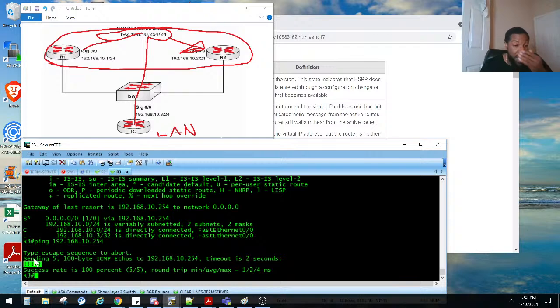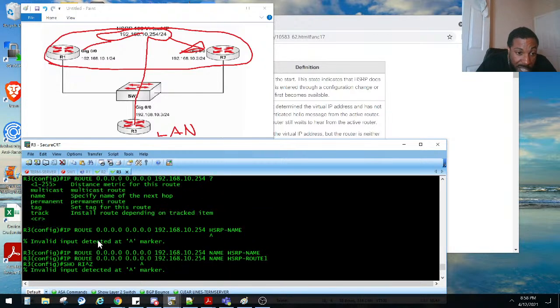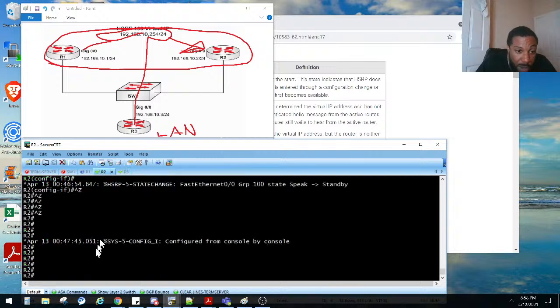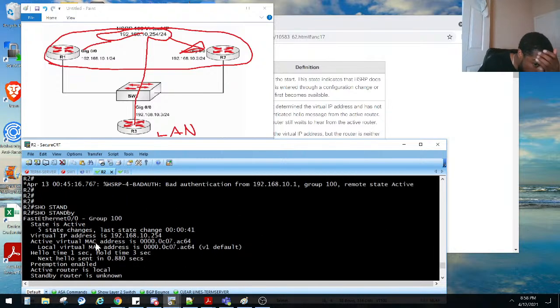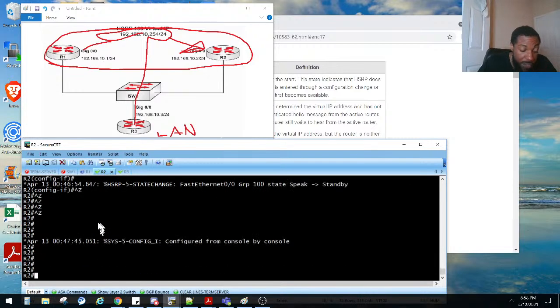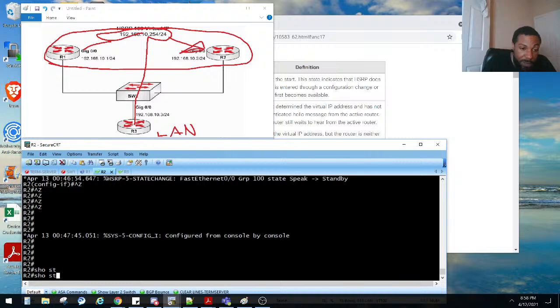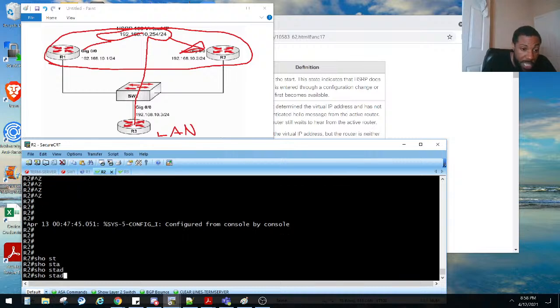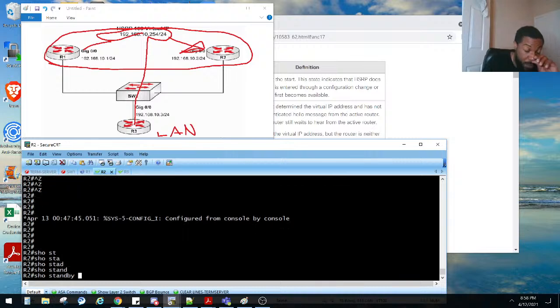Anyway, we already did show standby a million times. The other thing is show standby brief. So in case this was a little too much information for you, we'll go back to router 2 real quick. If you just want to get some quick information, you just do show standby brief, and it'll abbreviate or shorten this information for brevity, right? So you can do all kinds of show standbys. You can do show standby all, show standby brief.